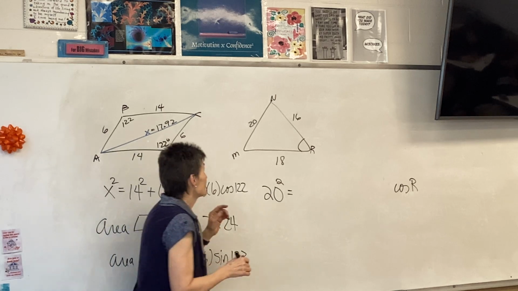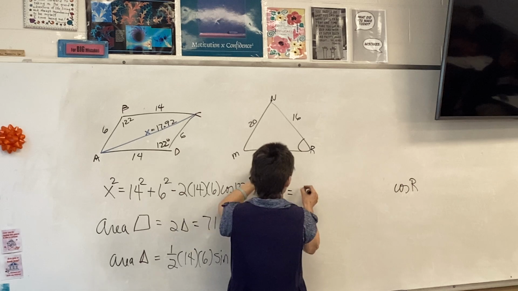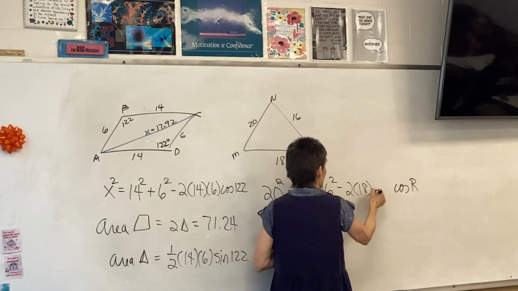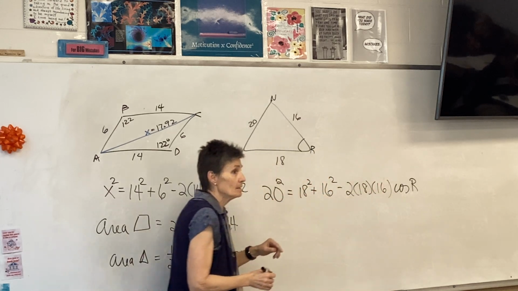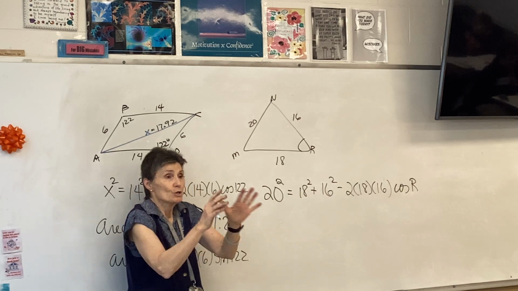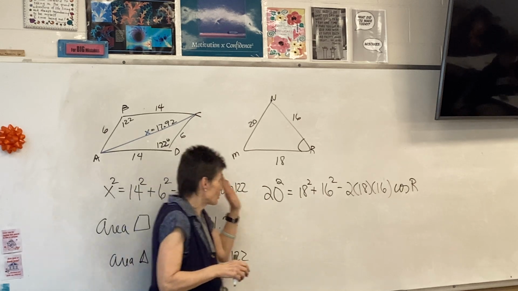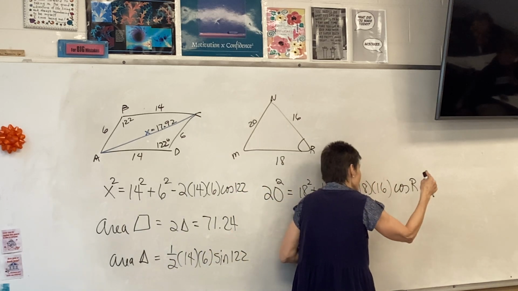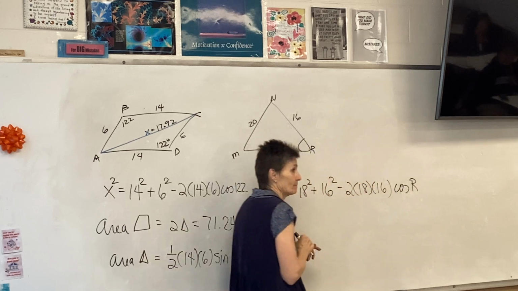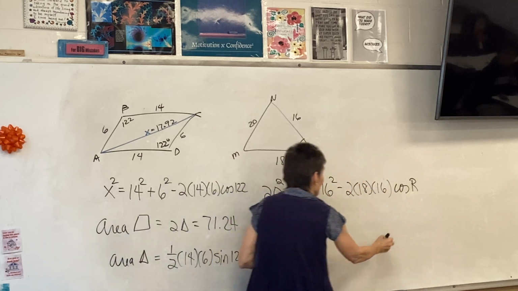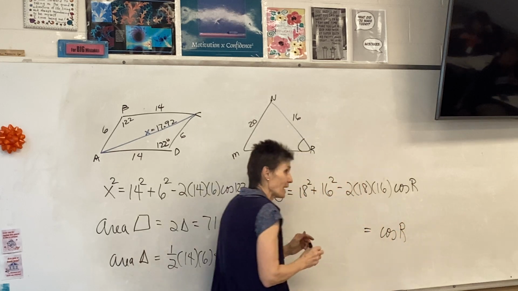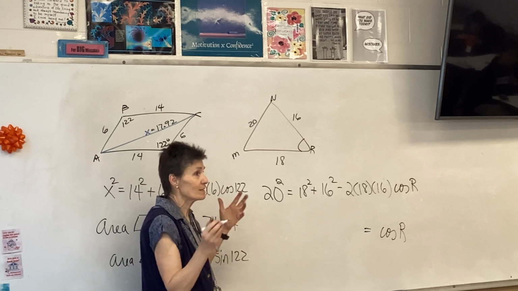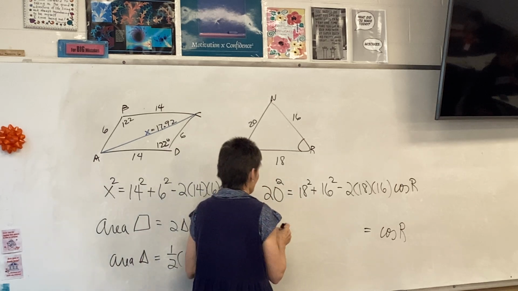So 400 equals 18 squared plus 16 squared minus 2 times 18 times 16 times cosine R. Slow down. You are programmed to just start typing, but you cannot type all of this in because there's a variable in it. Your job is to solve for cosine R. You have to get the variable by itself.